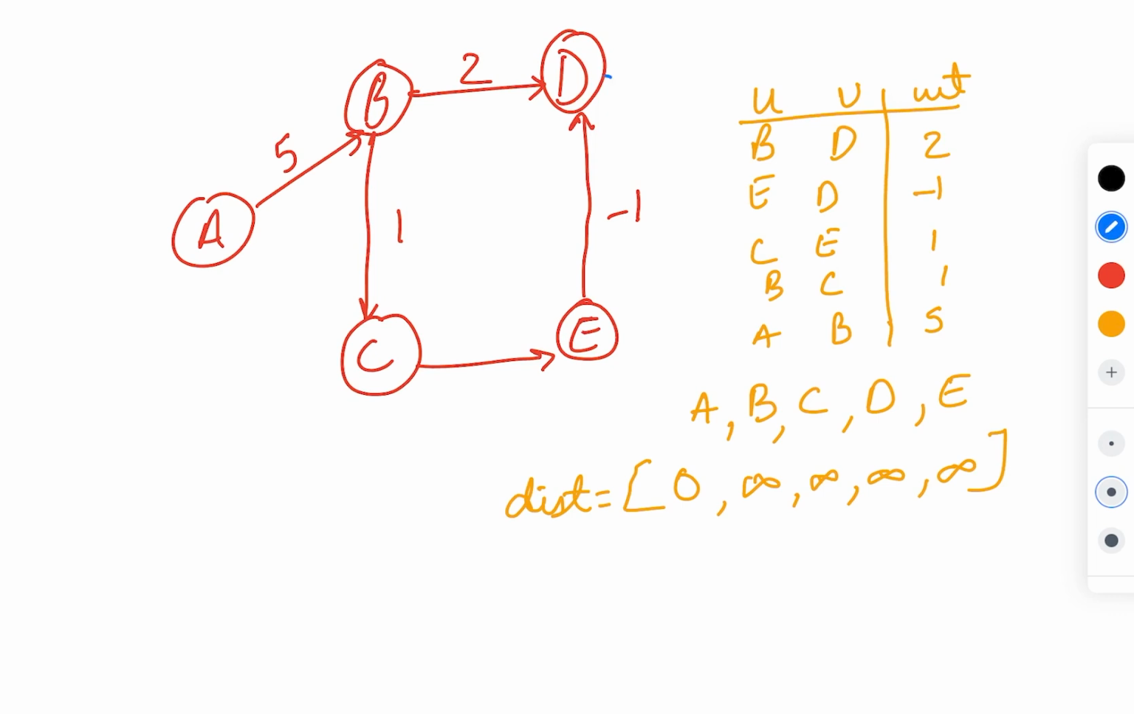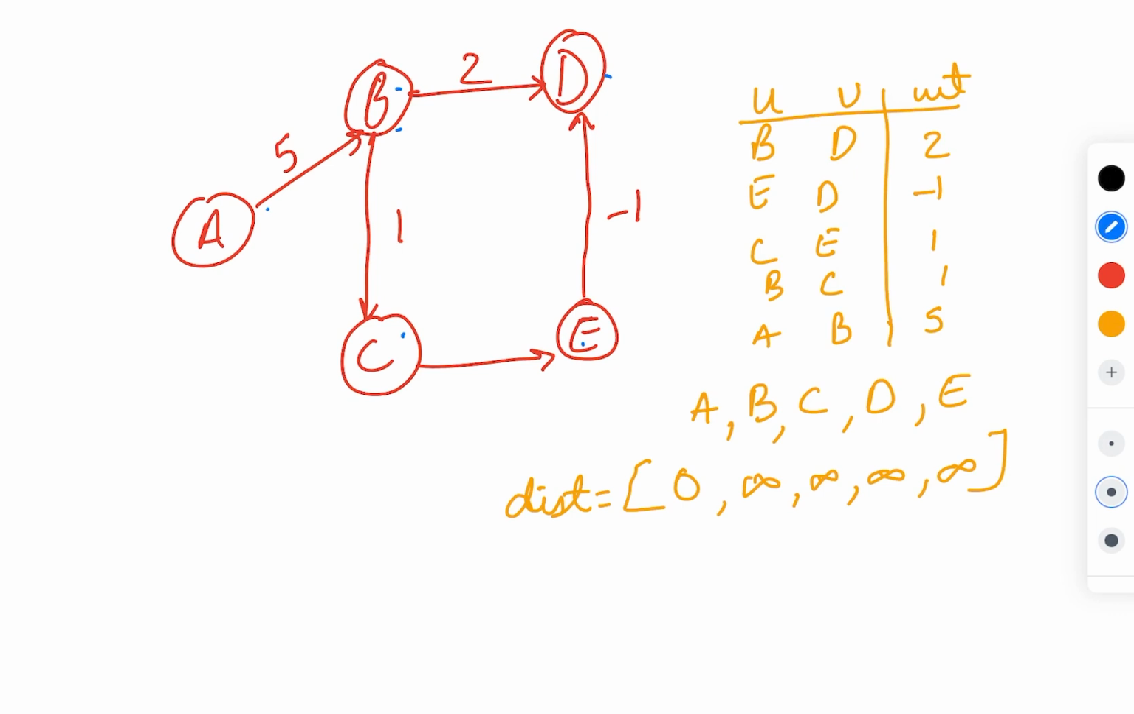Now for each of the relaxations, a few of the checks will be performed. If the distance of B plus 2 is less than D or not, if distance to E plus minus 1 is less than distance to D, if distance to C plus 1 is less than distance to E, if distance to B plus 1 is less than distance to C, and distance to A plus 5 is less than distance to B or not. If the condition holds, the distance will be updated.